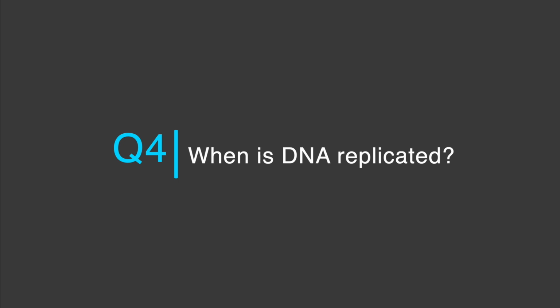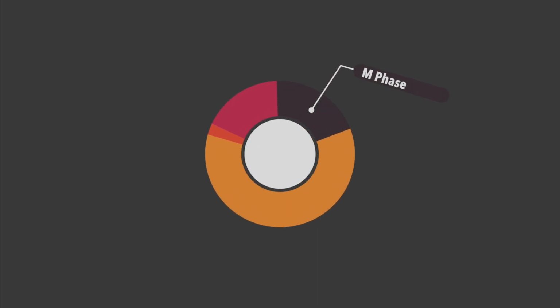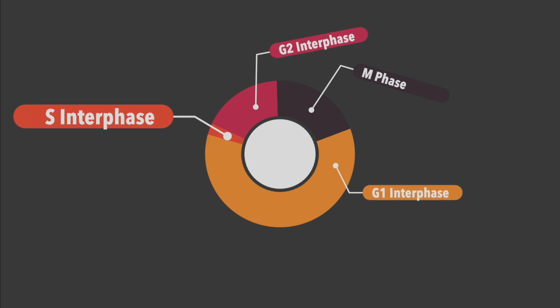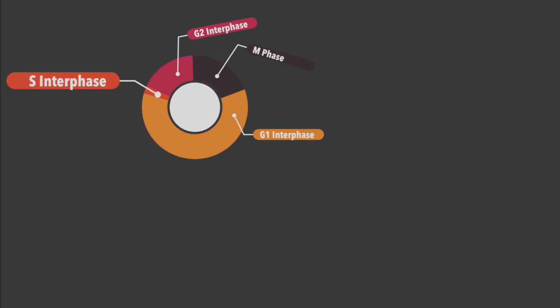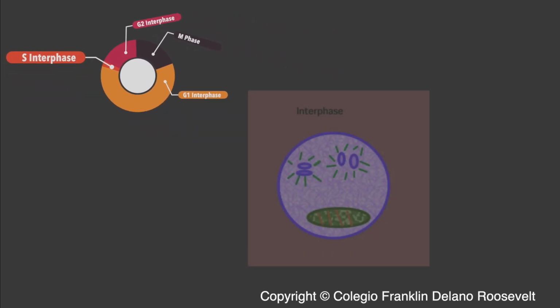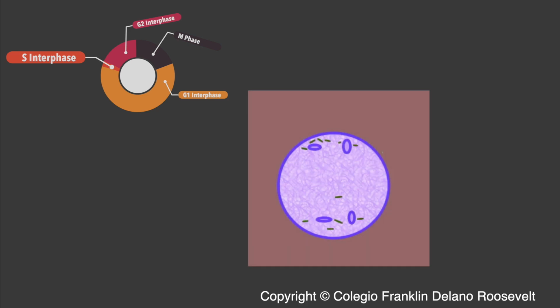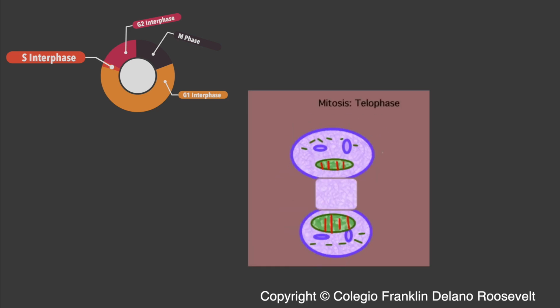So the question is, when exactly is DNA replicated? The cell cycle consists of M phase, the mitotic phase, when cell division occurs, and interphase. DNA replication happens during interphase, more specifically S phase of interphase, that is, the synthesis phase. Interphase is essentially the daily life cycle of the cell. Cells spend most of their life in interphase, and cell division occurs during M phase.